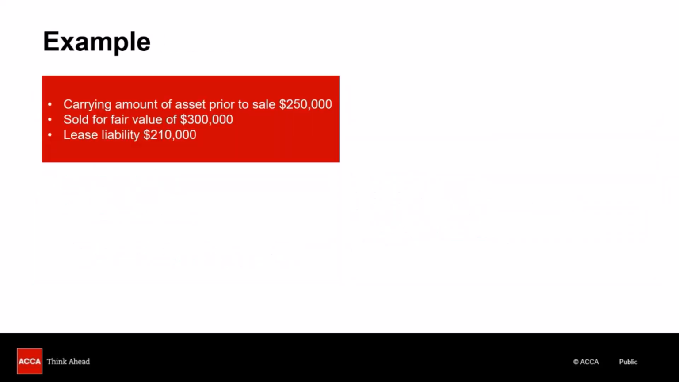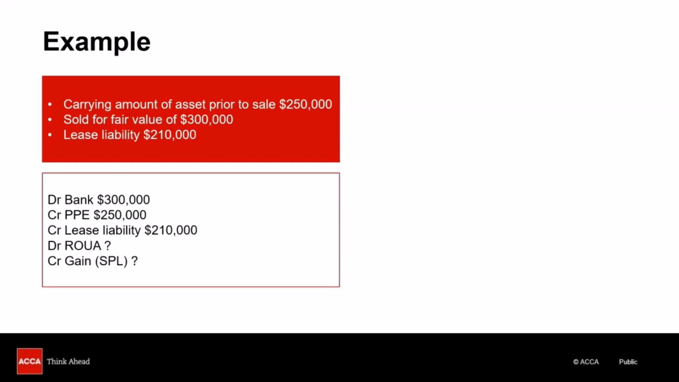The calculation needs to be done. Let's take an example for a better understanding of this concept. The carrying amount of an asset prior to sale was 250,000. It was sold for 300,000, which is the fair value, and the lease liability is 210,000 when it was immediately leased back. We're assuming that the transfer was a sale in this particular case.